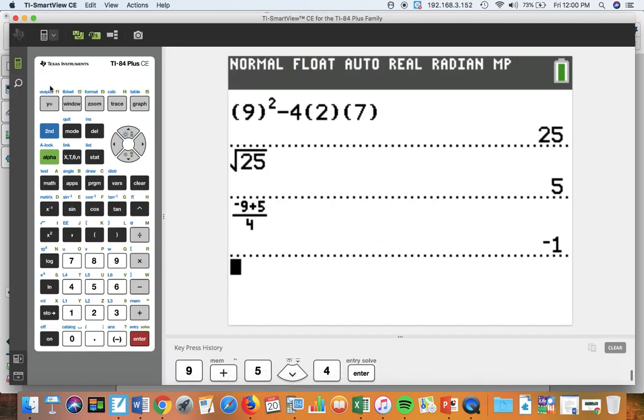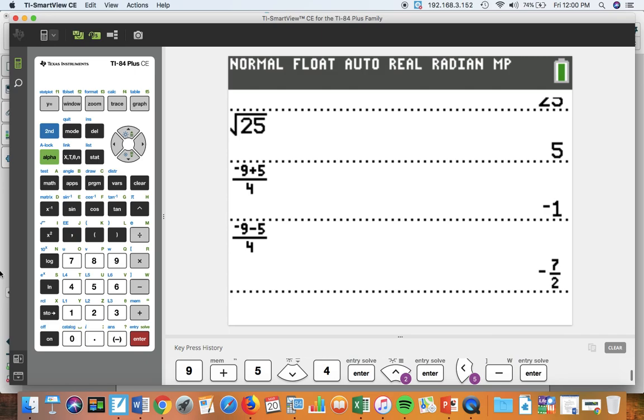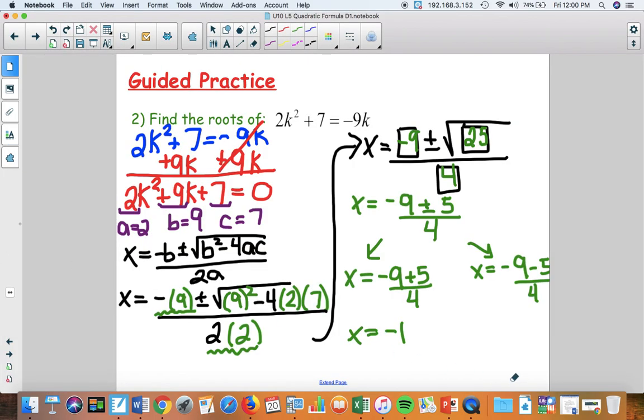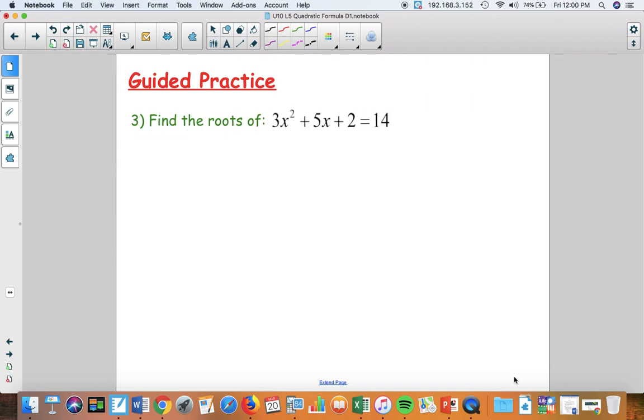And then we do it for the minus. Again, you can scroll over, press enter, and then scroll back to change the plus to minus. And we get -7 over 2. So x equals -7 over 2. And it is totally fine if you get a fraction as your answer. All right, moving on. Let's try to do one more.